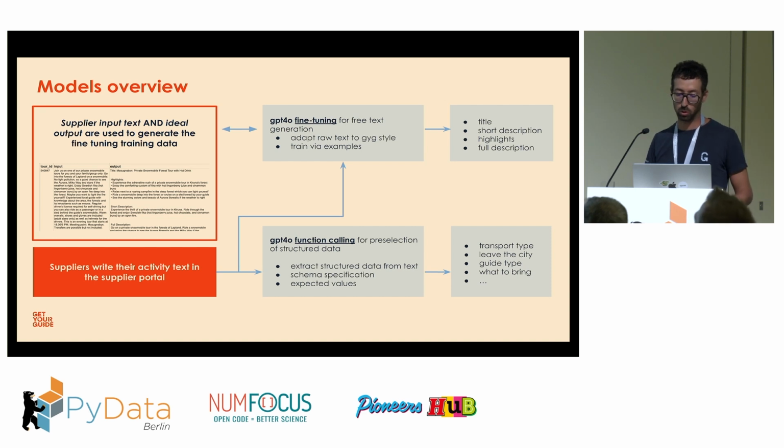We use function calling because it's great for extracting structured data from free text. You can specify the exact schema output that you want, and you can also specify the expected values for each of the variables. This is very important because in our database, we have to stick with the terms which are available for each section, so we don't want the algorithm to just predict any text. We want to specify enums.